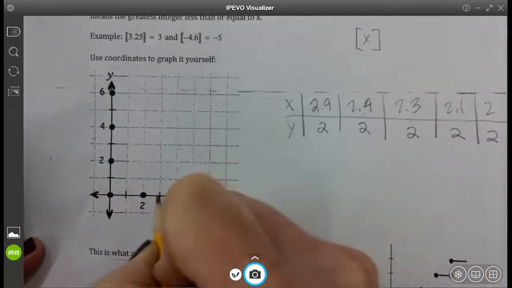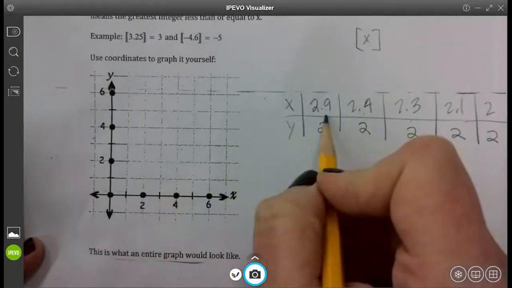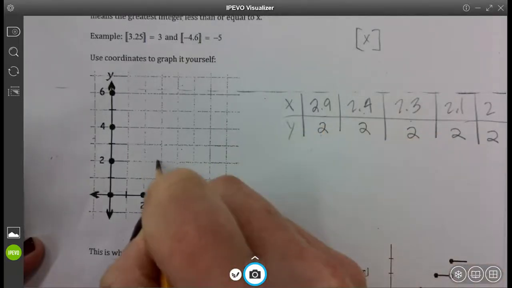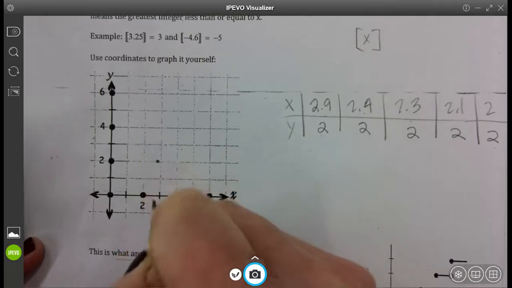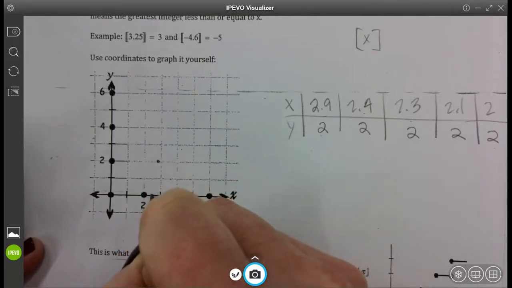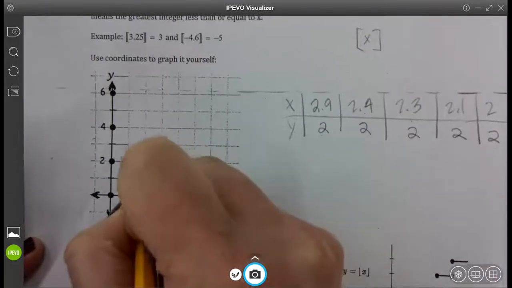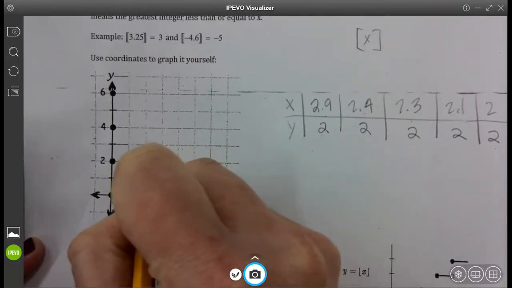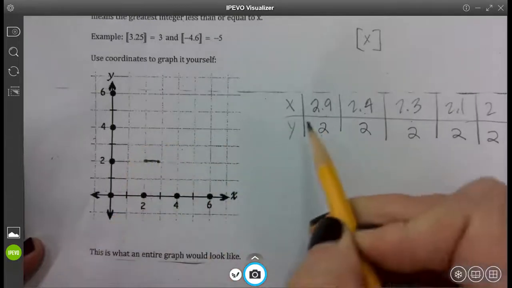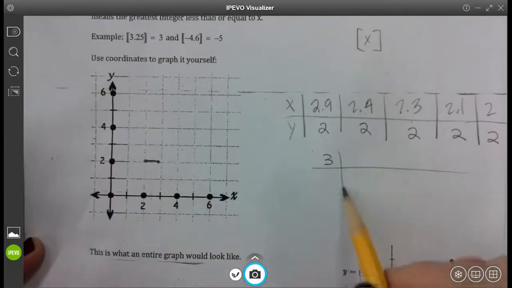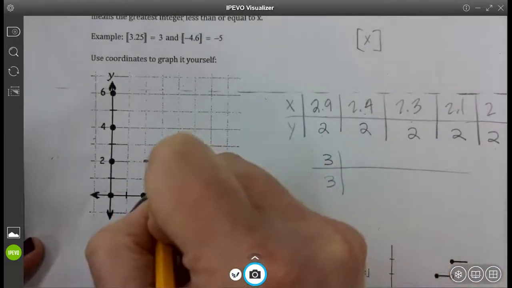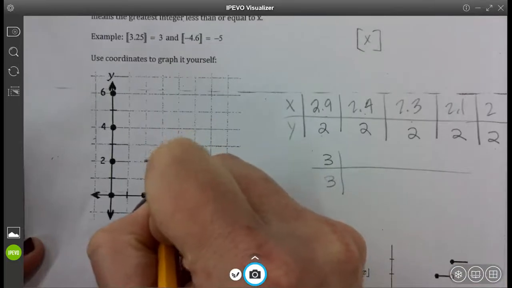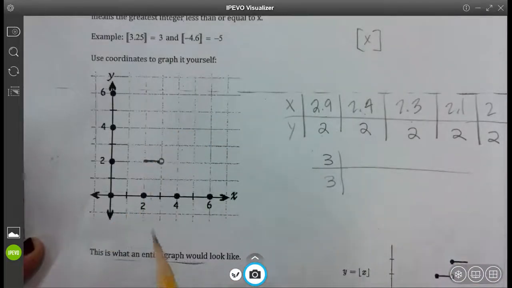So let's go to 2.9. I'd get 2. 2.4, I get 2. If I'm 2, I'd get 2. Okay, so this whole line is filled in. What about 3? Well, 3 rounding down would be 3. So there's going to be an open circle here. All right, so closed circle here, open circle here.